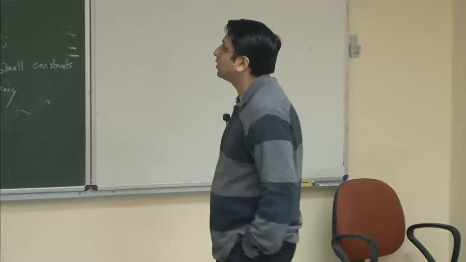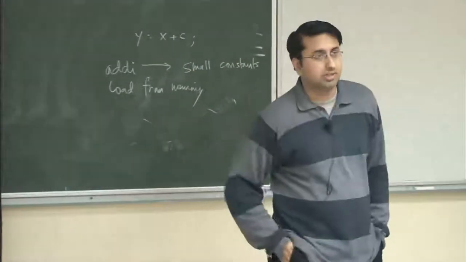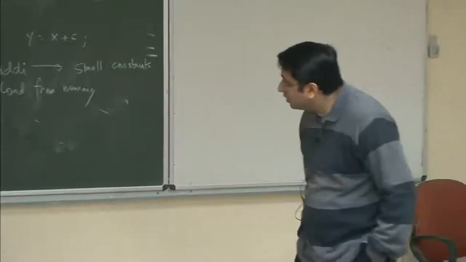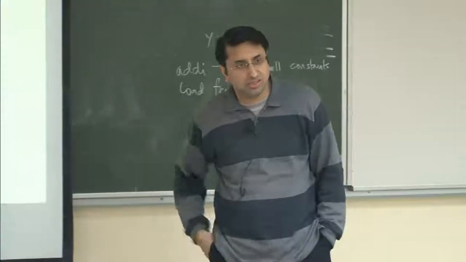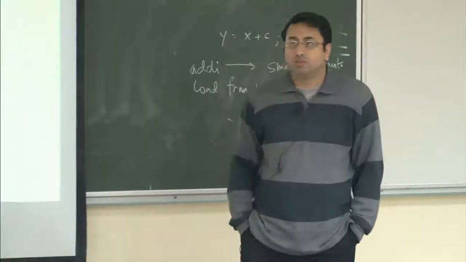I'm sorry, I haven't mentioned that. We'll come to that, the exact encoding later. MIPS has a 16-bit immediate value in all cases. So any constant that goes into the instruction cannot exceed 16 bits. But this is okay, right? 9ABC is 16 bits. But this is going to be wrong. Why is that?